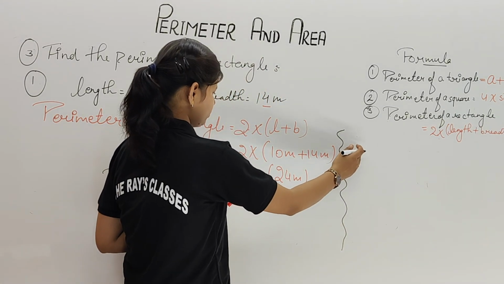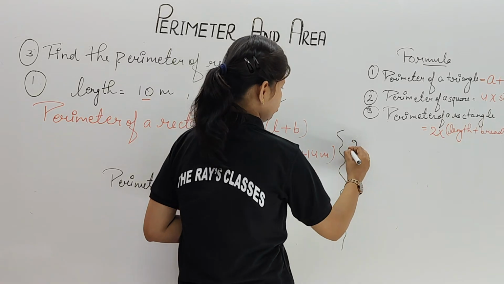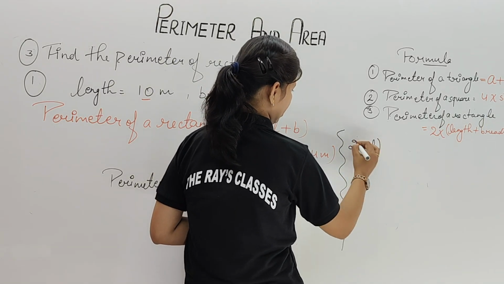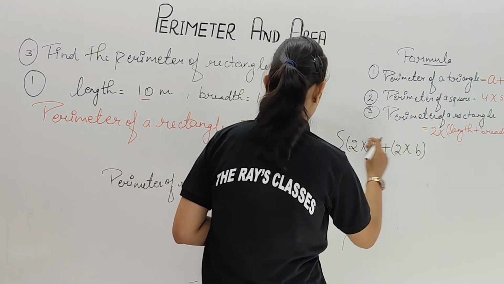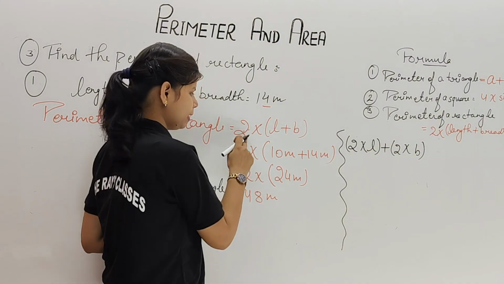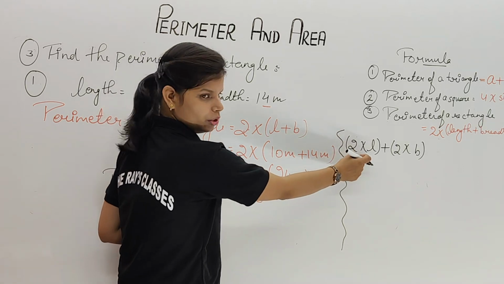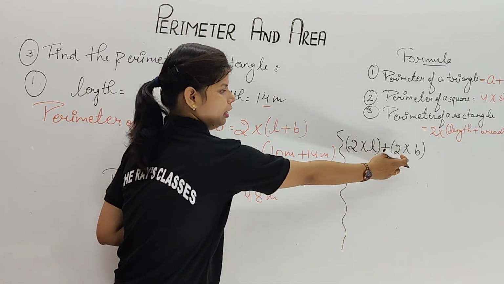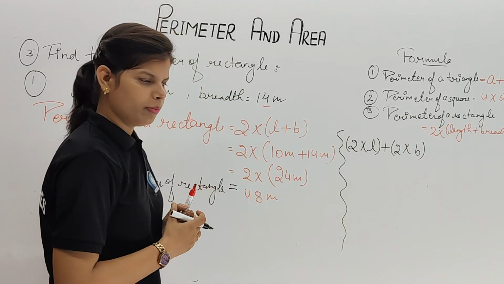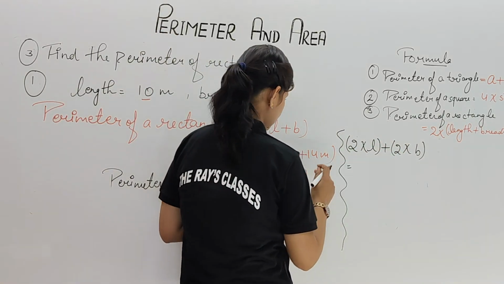Another method we have, I am going to explain like this as well. Please take a note of this. Like if it is written 2 into L plus 2 into B. What I did, this is our formula. I have multiplied 2 with L, that's why I have written 2 into L. And I have multiplied 2 into B and written 2 into B. Clear, no? So please find the answer.